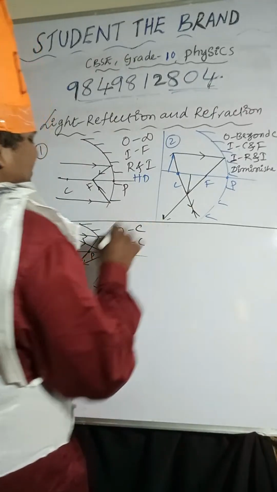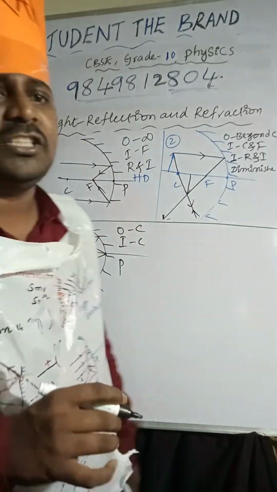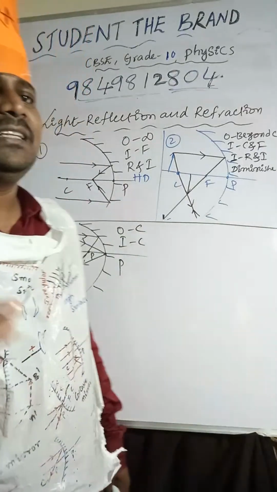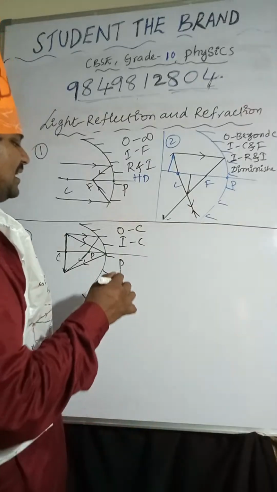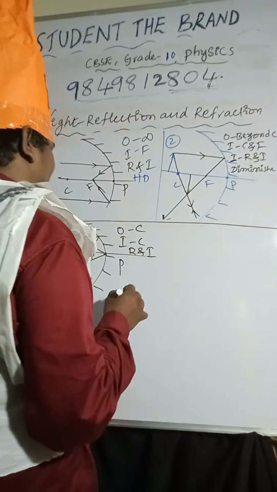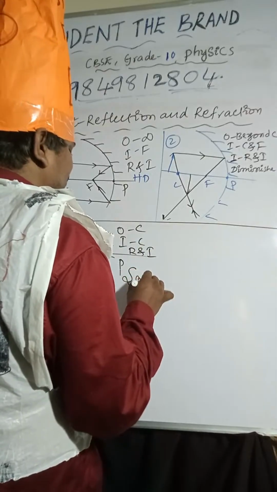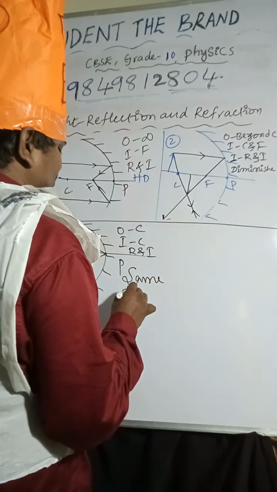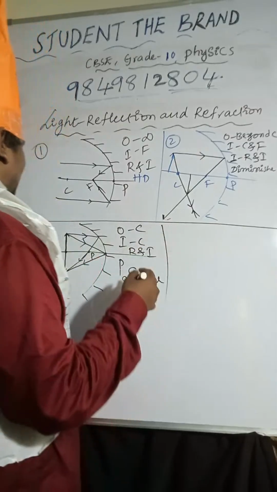Image is also at center. Image is formed at center of curvature. Nature of the image is real and inverted, and size of the image is same size. Same size. It is very, very important.